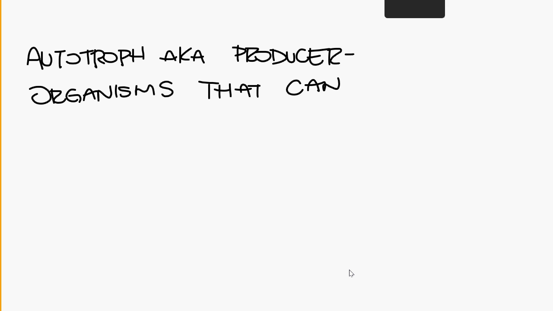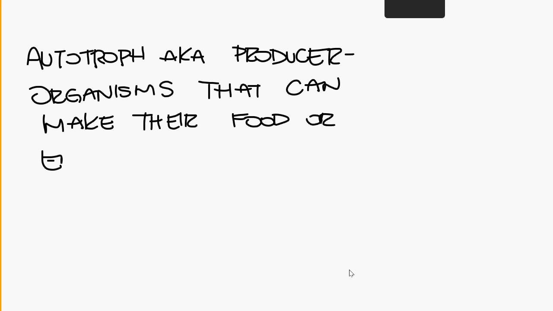An autotroph is also known as a producer. They are organisms that can make their own food or energy. The majority of the time, this is done through photosynthesis.